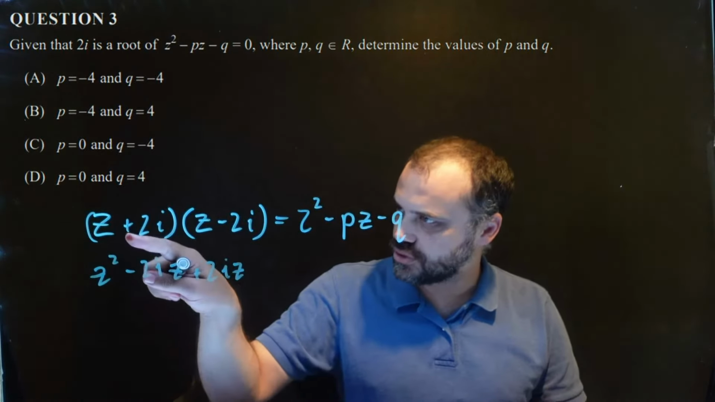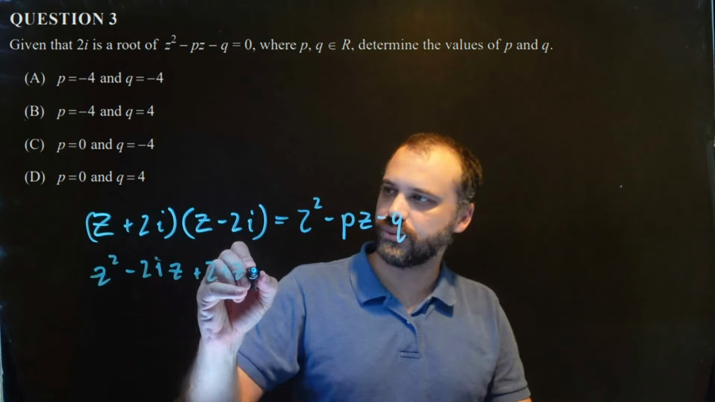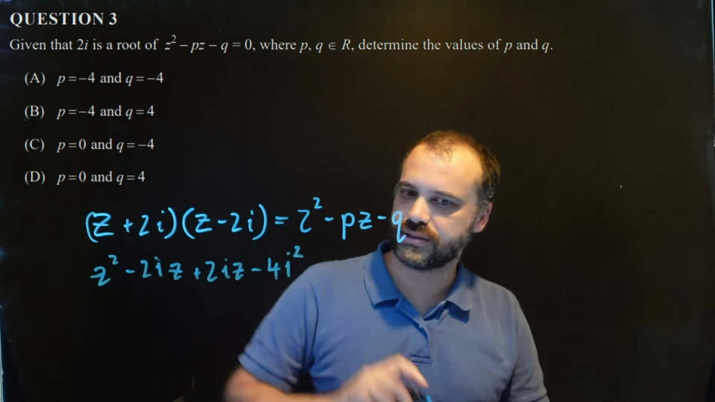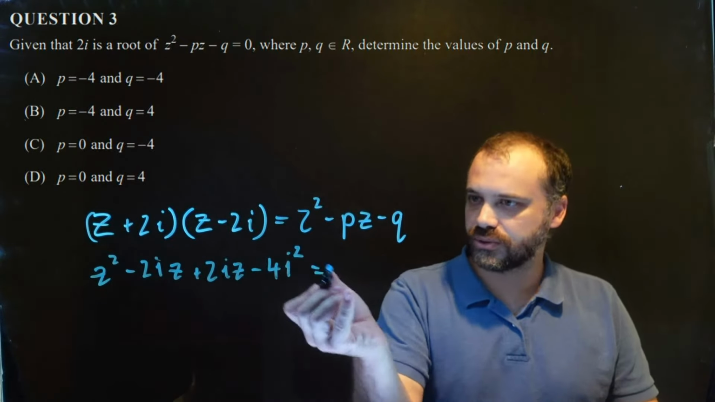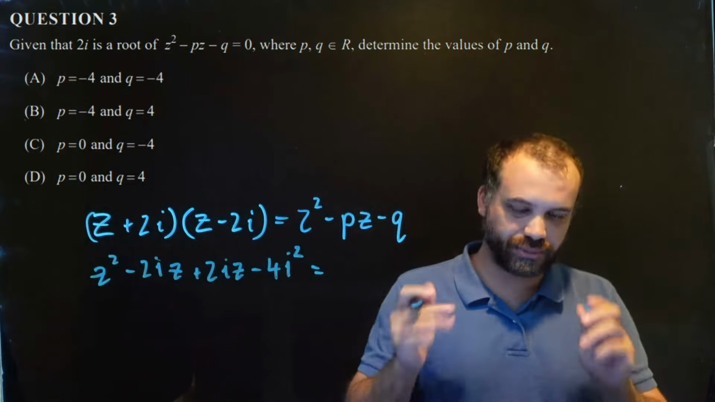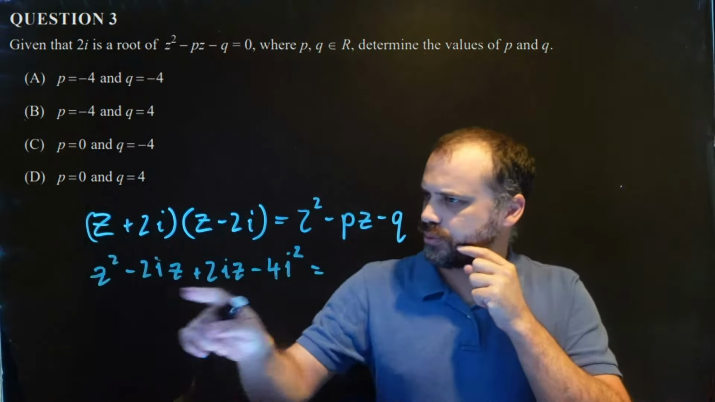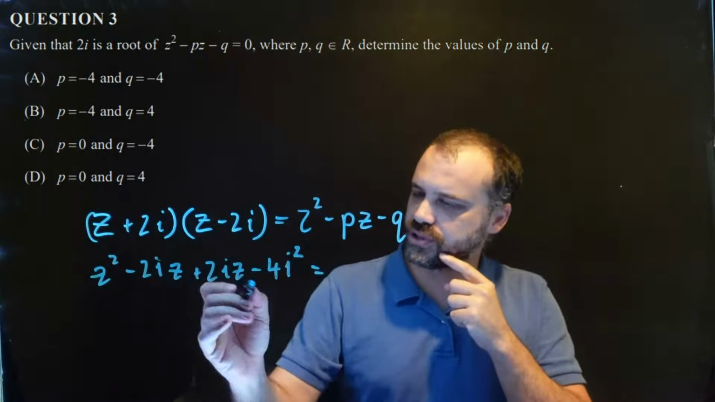And then I have 2i times negative 2i, which is negative 4i squared. And that's equal to all of that: z squared minus pz minus q. Okay, what do we notice?